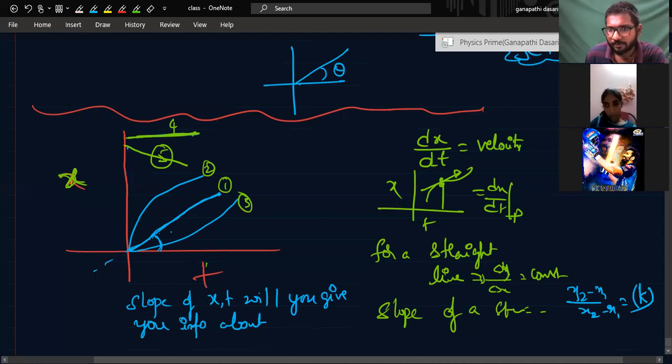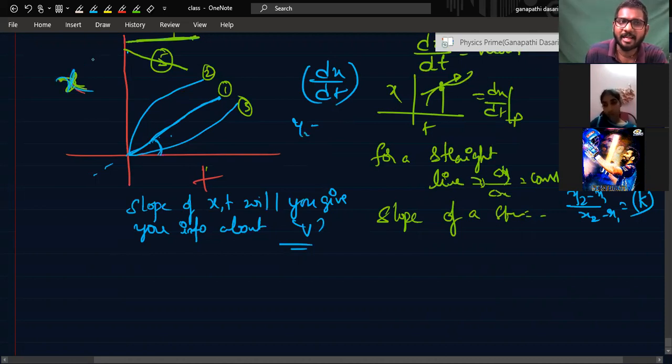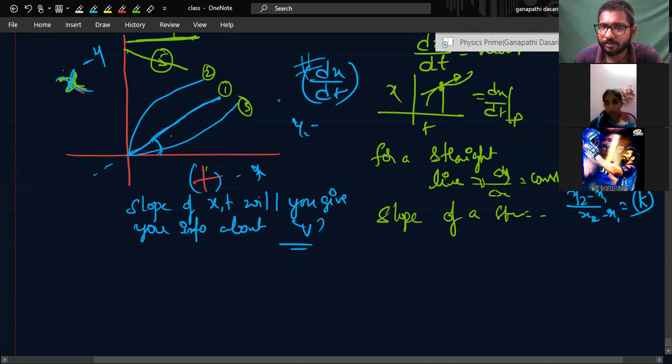About what? Tan theta. Velocity. Yes, sir. dx by dt is what? Slope. For a straight line, that is y2 minus y1. dx by dt is what, slope? Here x is there in terms of y, here t is there in terms of x. dy by dx is nothing but dx by dt here. So dx by dt is nothing but slope. So the slope of the xt graph will give you information about velocity.